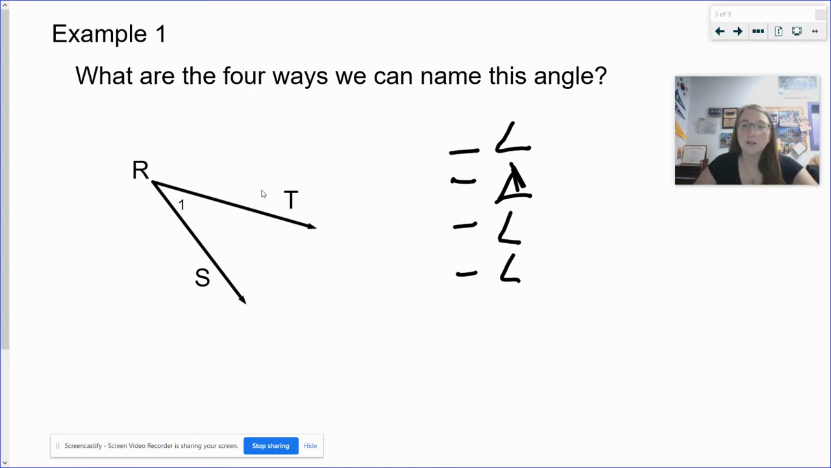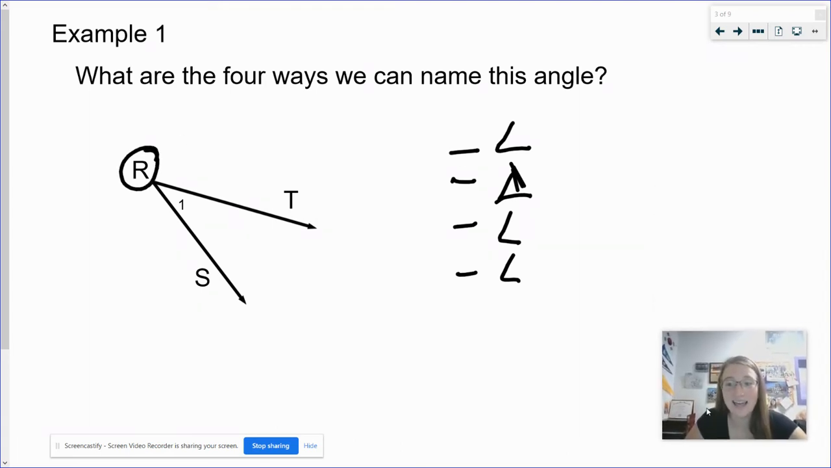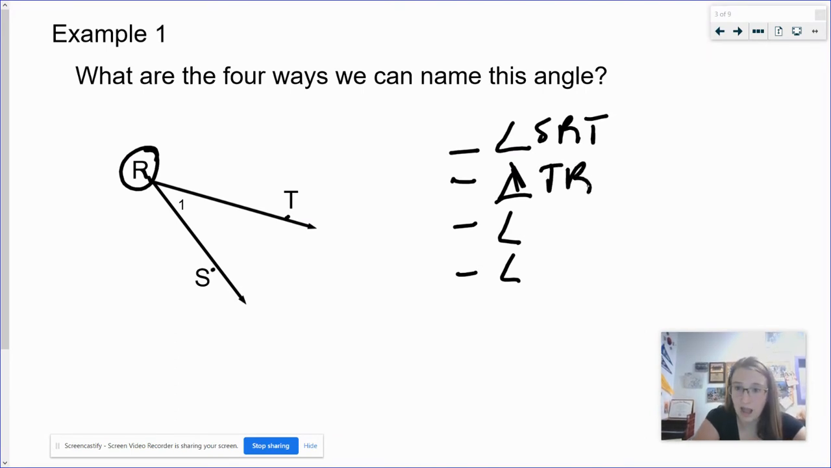Okay, let's look. So again, I have my angle symbol out in front. You couldn't type that. So I have two different ways I can name this with 3 letters. R has to be in the center though, because that's the vertex. So I can go SRT. So I would call this angle SRT. Or I can go the other way and call it TRS. I cannot call it RST. The vertex has to be in the middle. Notice the R is in the middle.